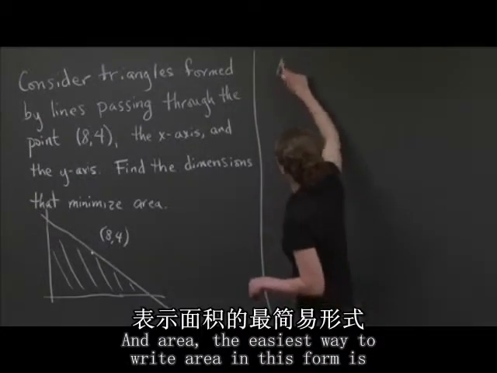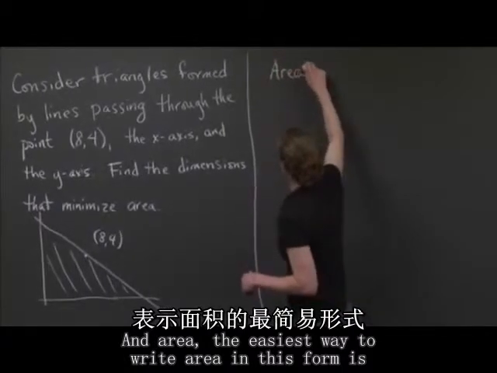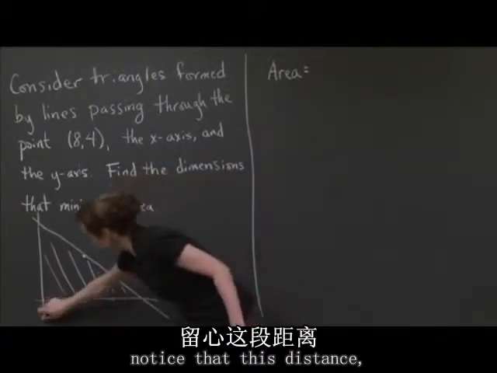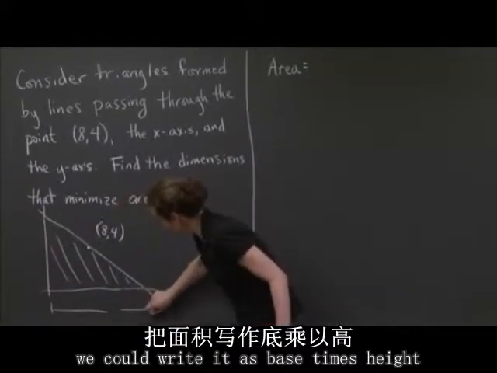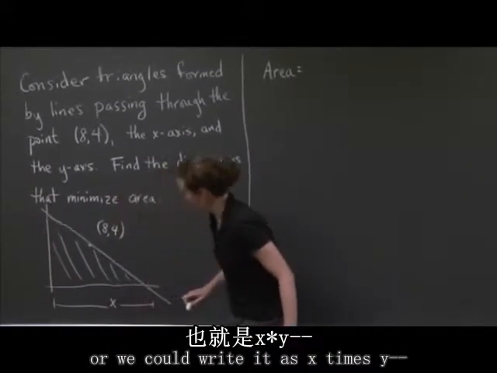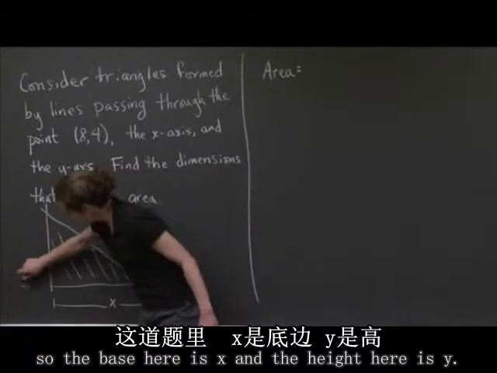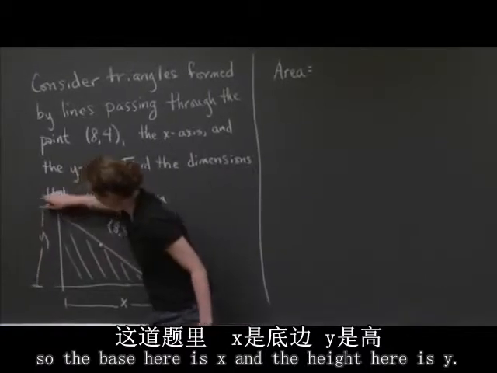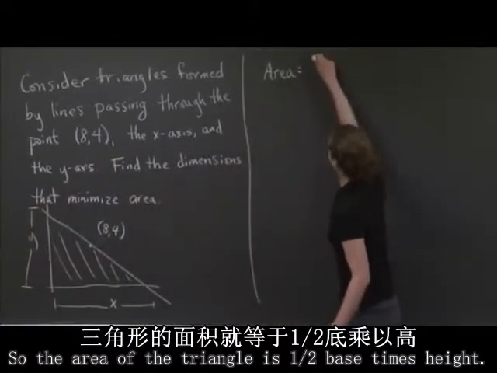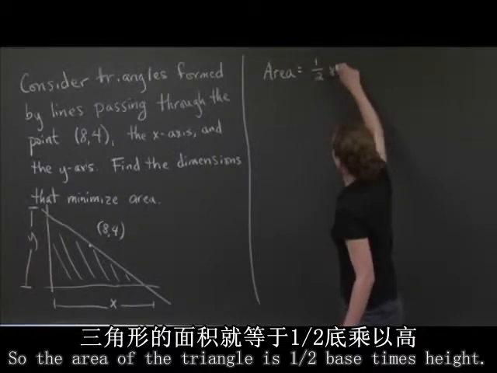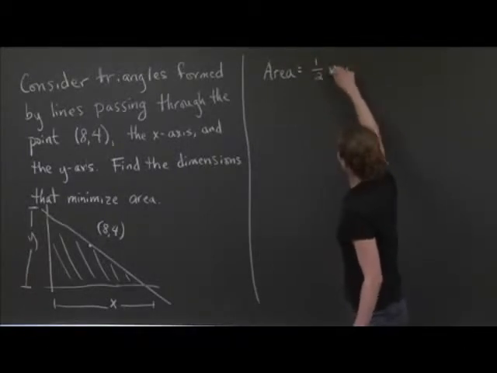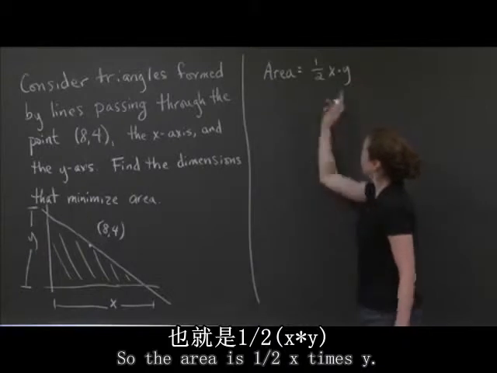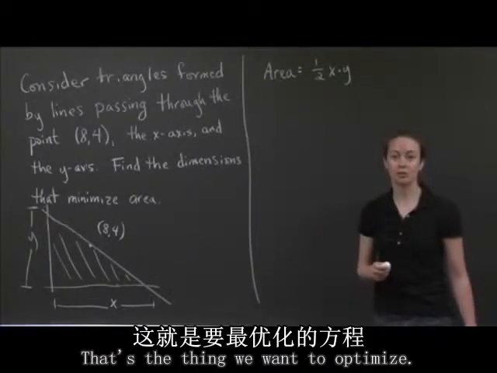And the easiest way to write area in this form is to notice that this distance, we could write it as base times height, or we could write it as x times y. So the base here is x, and the height here is y. So the area of the triangle is 1/2 base times height. So the area is 1/2 x times y. That's the thing we want to optimize.